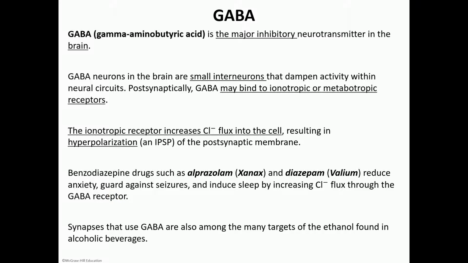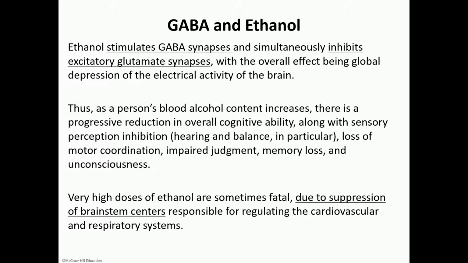The same thing happens with ethanol. Ethanol also stimulates these GABA receptors, and when you stimulate GABA receptors, you are inhibiting the cells. Remember, GABA is an inhibitory neurotransmitter. So there is this relationship between ethanol and GABA. Ethanol is going to stimulate the GABA synapses, leading to inhibition, and it also inhibits glutamate. So not only are you increasing the effect of GABA, you are also decreasing the effect of glutamate.